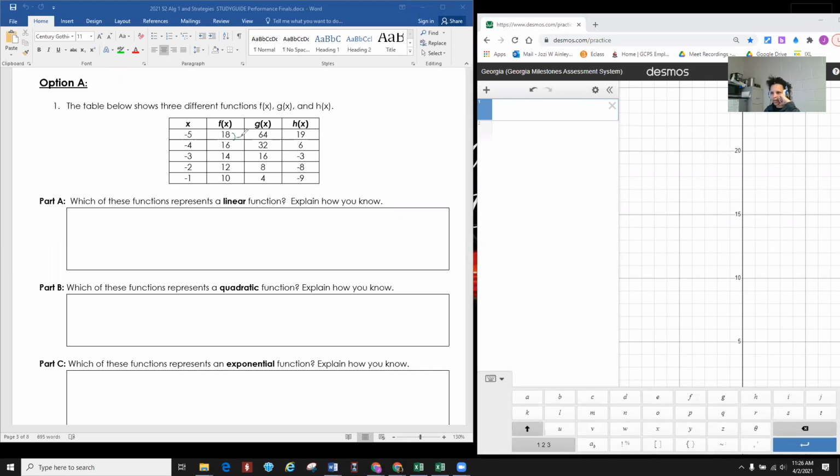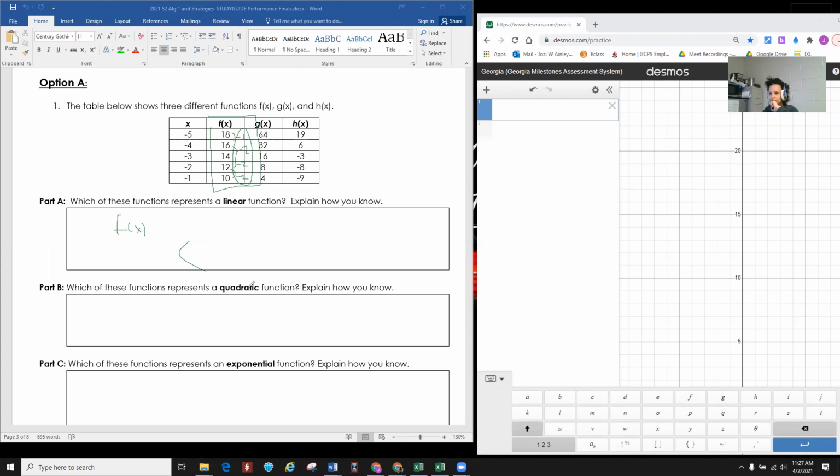From here to here, we're subtracting 2. From here to here, we're subtracting 2. Okay, this one is linear because it's changing at that same constant rate every time. So f of x is linear. And again, I'm not going to write this, but I would say copy this part right here in this box and say it's linear because it is changing by -2 each time. It's changing at a constant rate of -2 each time. Okay, so write that there. That's how I know f of x is linear.